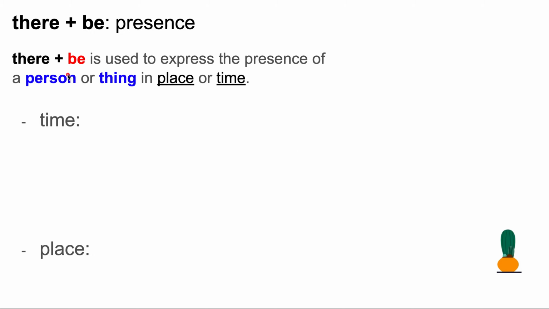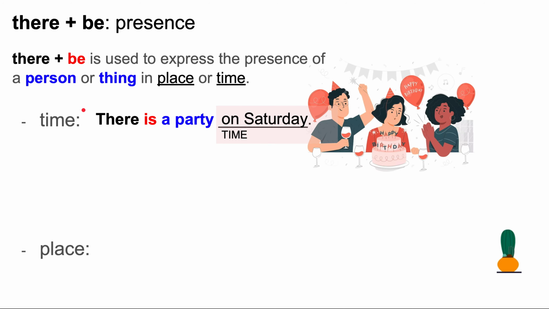So, the function there plus be is used to express the presence of a person or thing in place or time. Let's look at an example for time. There is a party on Saturday. Here the time is on Saturday. There is a party on Saturday.